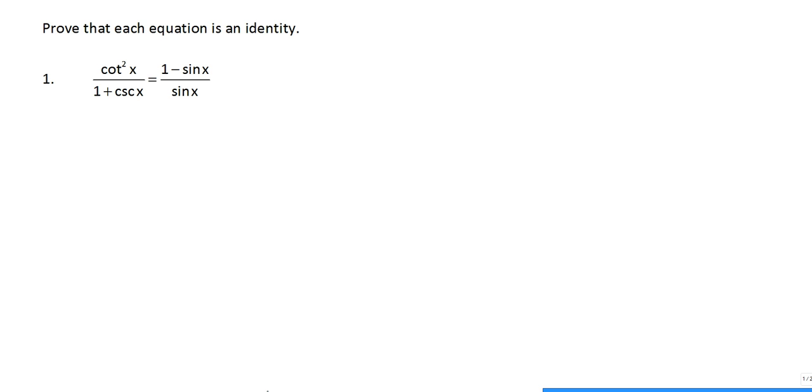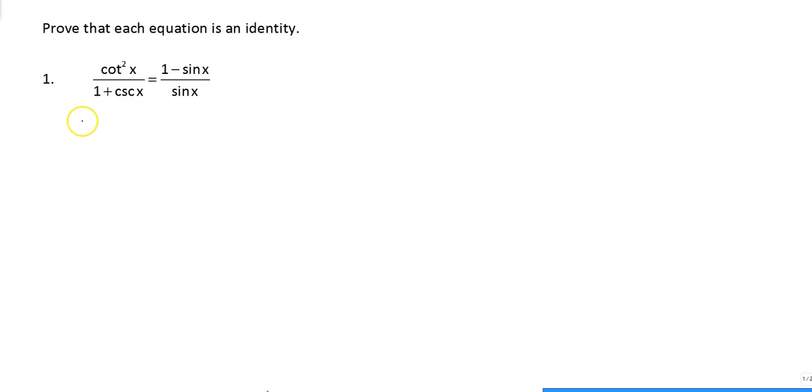Remember, there are multiple ways to do these. So if you get your answer in a different way than I do in this video, that does not mean you're wrong. It just means you took a different approach. Okay? So the first one, you should have noticed that the numerator on the left is a Pythagorean identity.